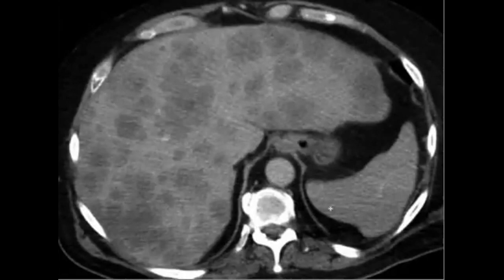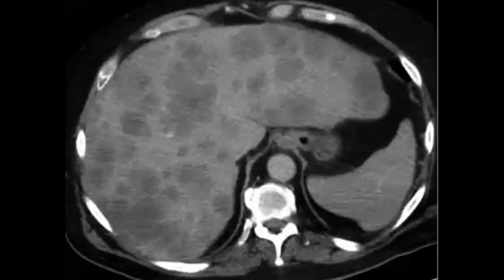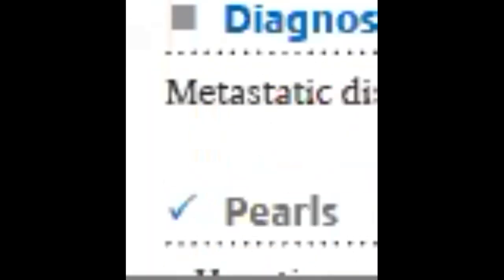If not, again, you will think about something like fungal, like lymphoma, like multiple hepatic abscesses. You will ask for the contrast, because this patient already has contrast, and check the other phases if you have. This patient, metastatic disease, and you will search for the primary. Thank you.